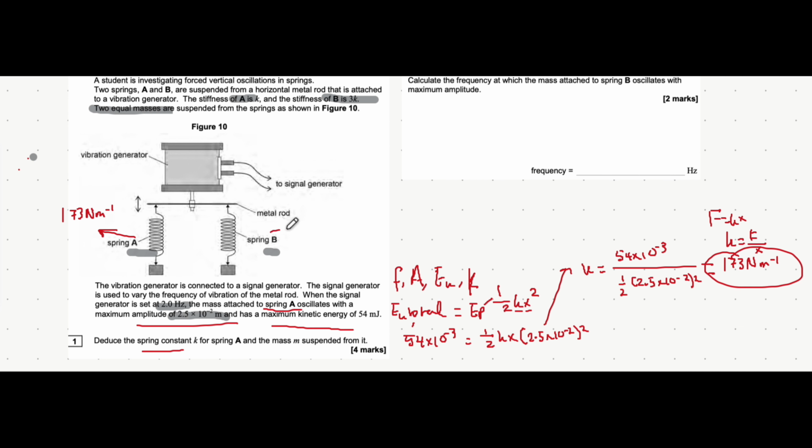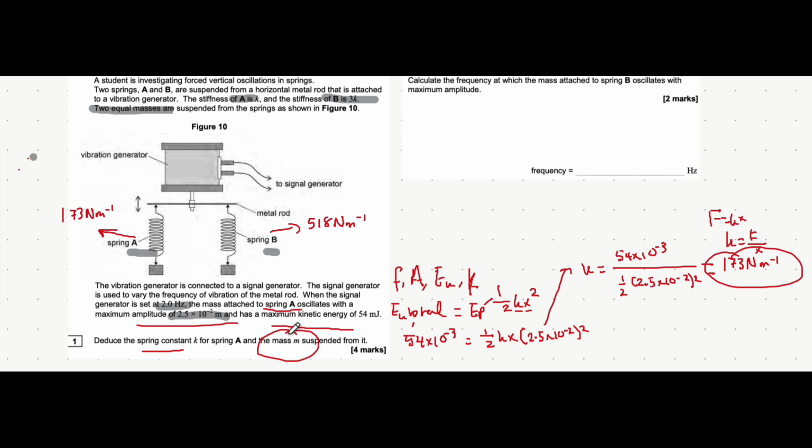we can straight away find the stiffness of spring B, because we know it's 3 times larger. So 3 times 173 is 518. So it's not 519, sorry. I took the exact value that I got from the calculator, which was 172.8 or something, and I multiplied that by 3. We also have to find the mass m.